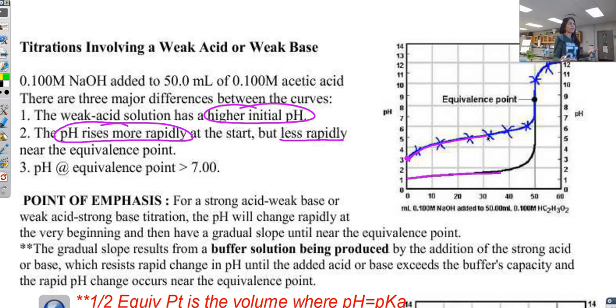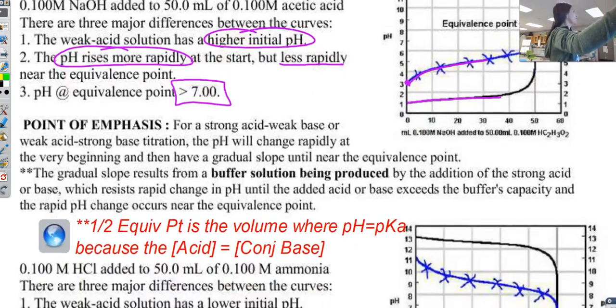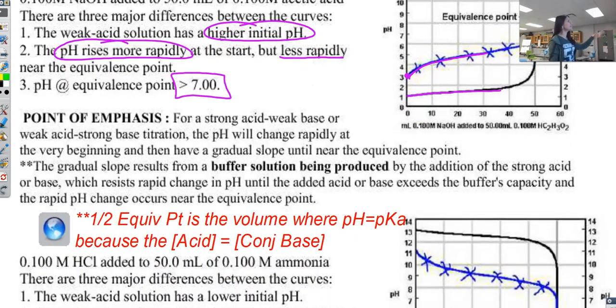So that's very indicative that you have a buffer also that's made. So I'm going to come back to that in just a second. And at that point, then your pH should be greater than 7 when you're at your equivalence point if you're starting with a weak acid, okay? So point of emphasis, for a strong acid, weak base, we said the pH changes rapidly at the beginning and then has a gradual slope near the equivalence point if it's weak. So if you have a weak acid, strong base titration, then this is what we were talking about here, okay?